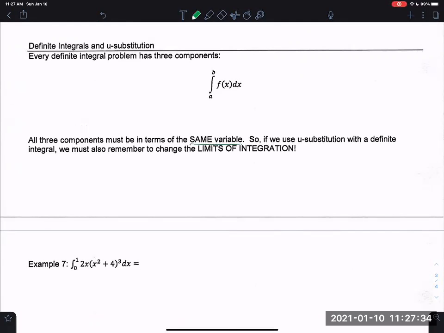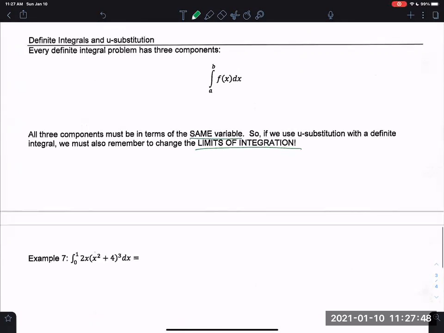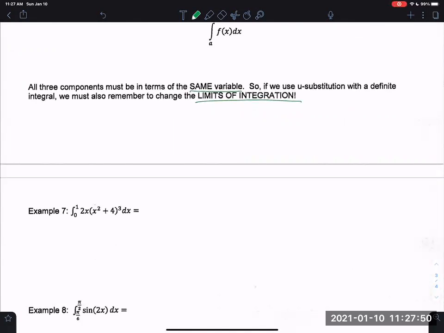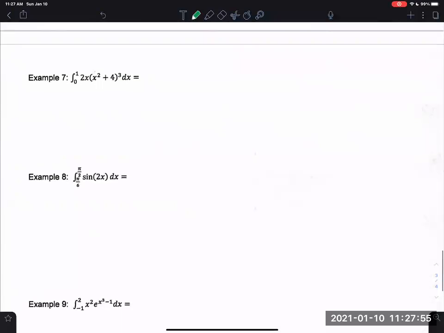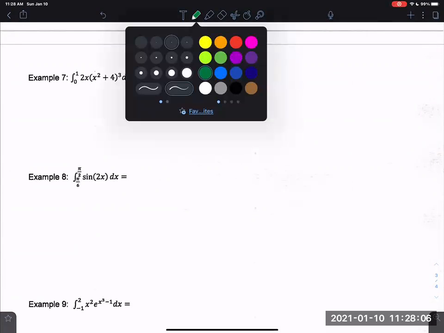If we use u substitution with a definite integral, we must also remember to change the limits of integration. So there is a little bit more to the process. We're going to do the first problem using the obvious way, and then I'm going to teach you an alternate way to also approach a definite integral with u substitution. Okay, so let's get started.